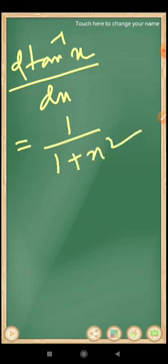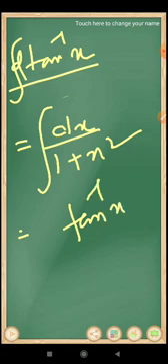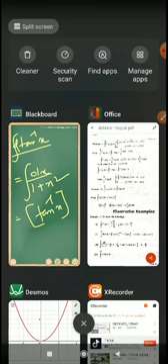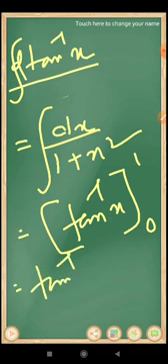So you bring this dx to this side, then integrate, and you will get tan inverse of x. Then the limit is given, 0 to 1. So tan inverse of 1 minus tan inverse of 0.